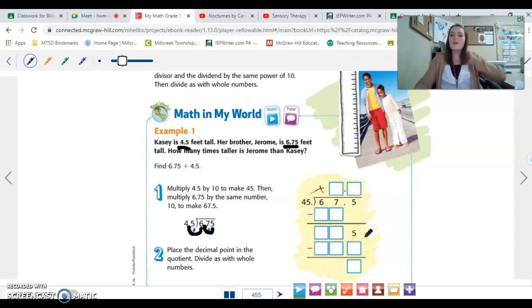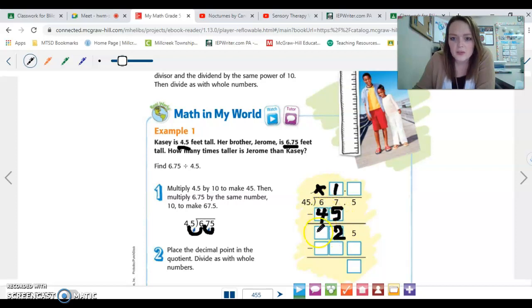So let's get started. Can 45 go into 6? No, you can put your X there. Can 45 go into 67? Yes, one time. We're going to put a 1 up top. 1 times 45 gives me 45, and then we are going to subtract. 7 minus 5 is 2, and 6 minus 4 is 2. We're going to bring down that 5. How many times does 45 go into 225?